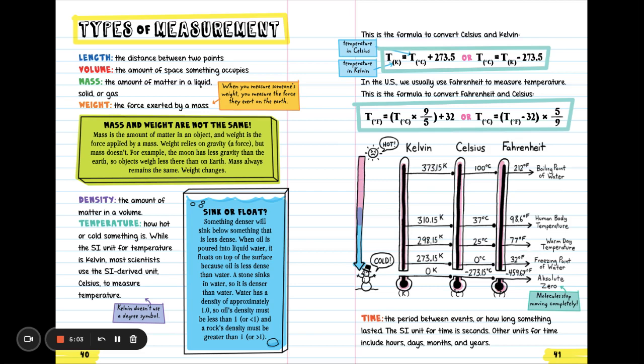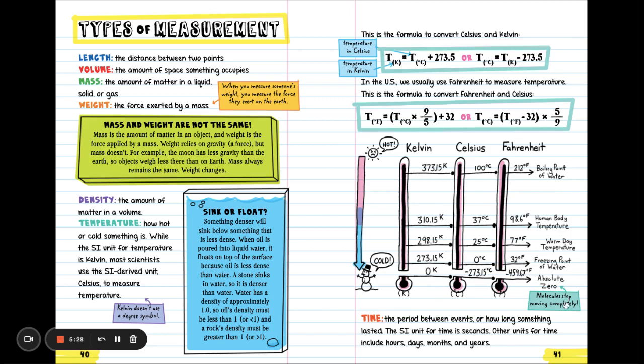In Celsius, it's 37, and in Kelvin, it's 310.15. A warm day temperature, 77 degrees Fahrenheit, is 25 degrees Celsius and 298.15 Kelvin. Freezing point of water, 32 degrees Fahrenheit, 0 degrees Celsius, and 273.15 Kelvin.